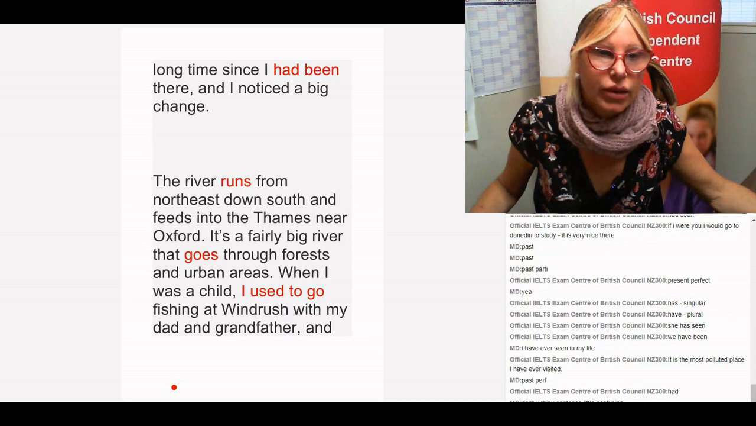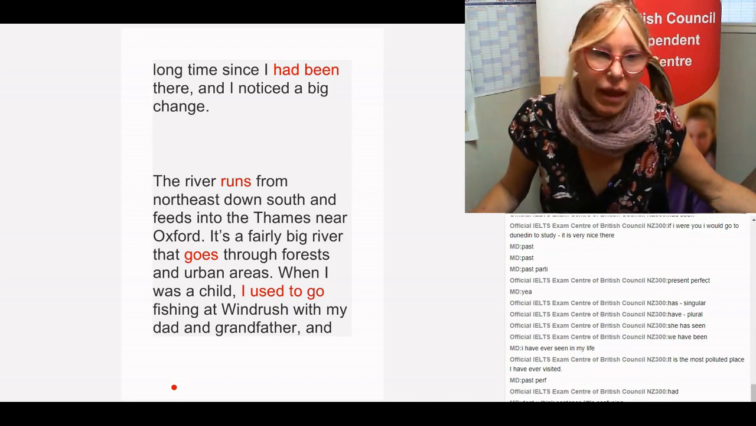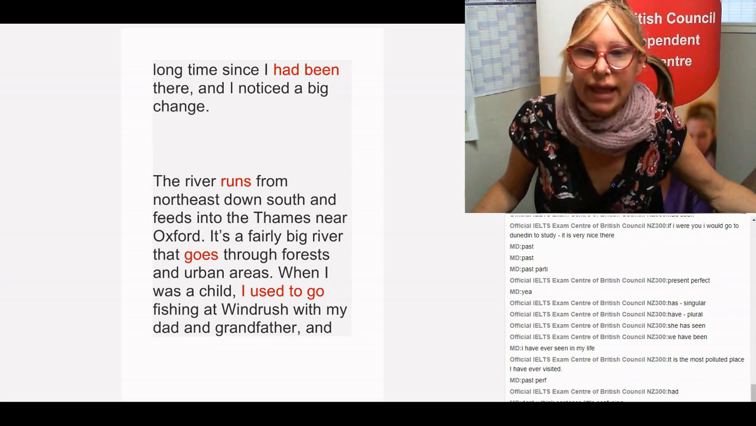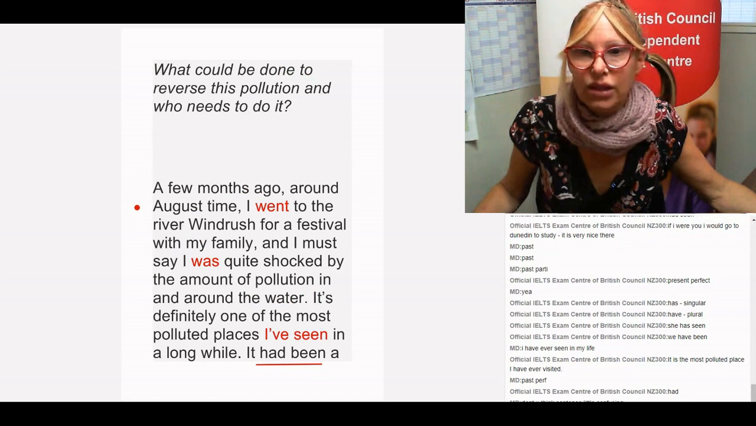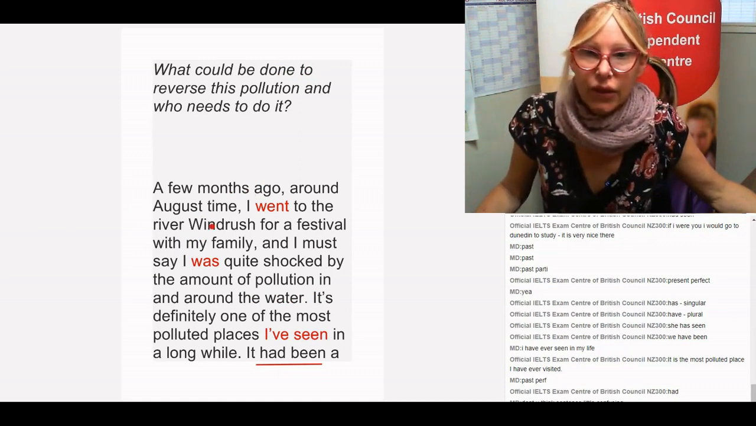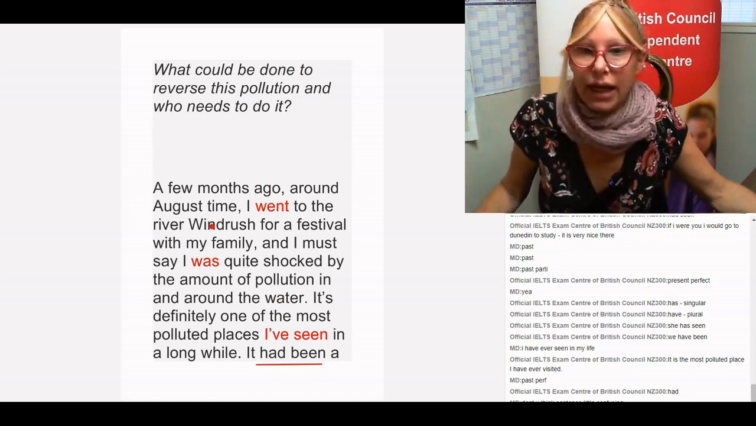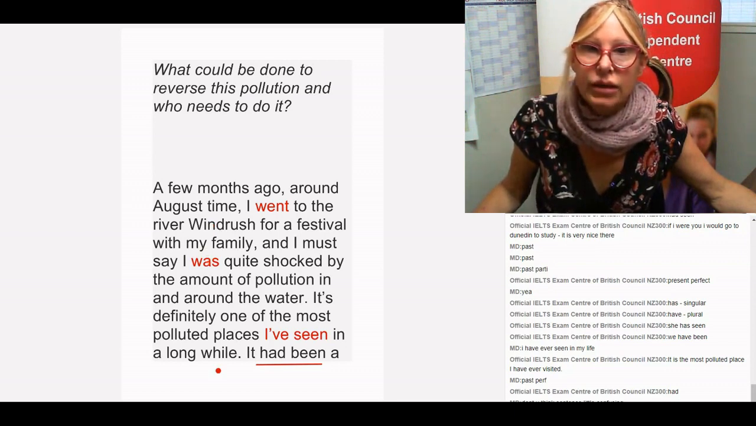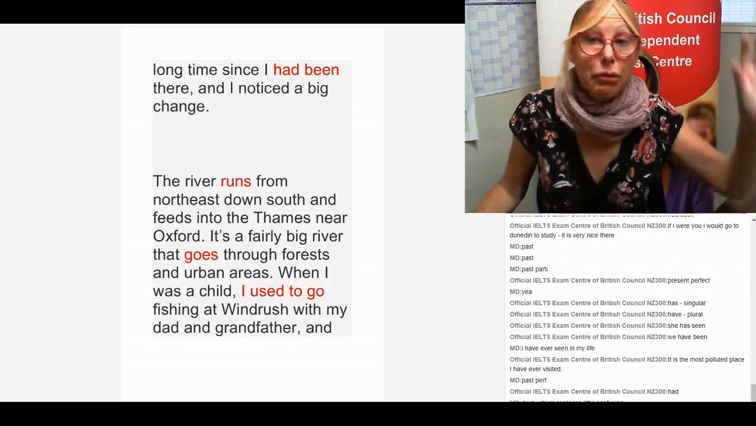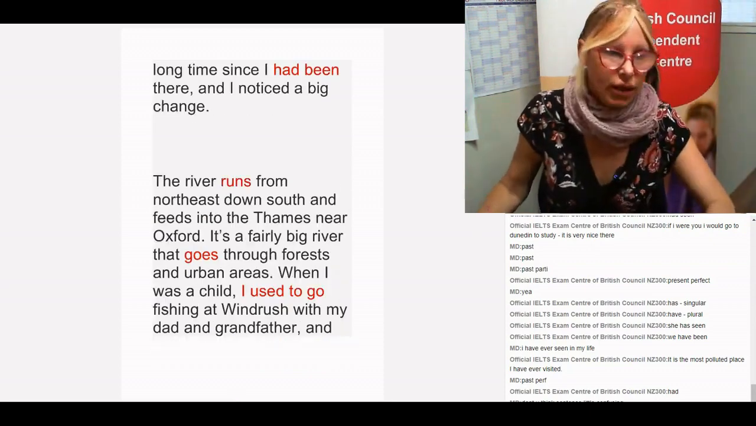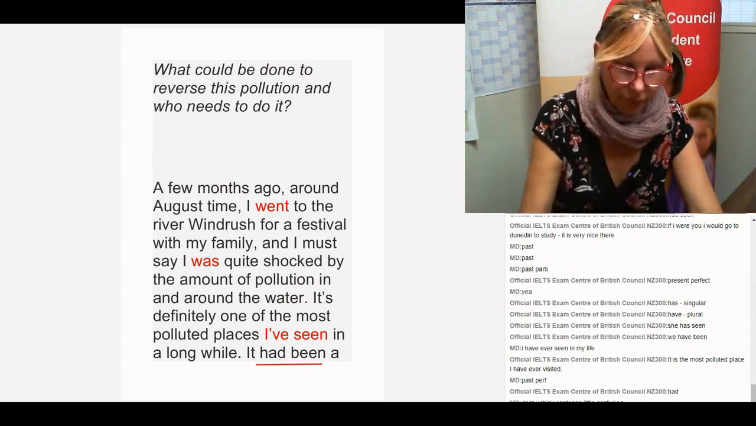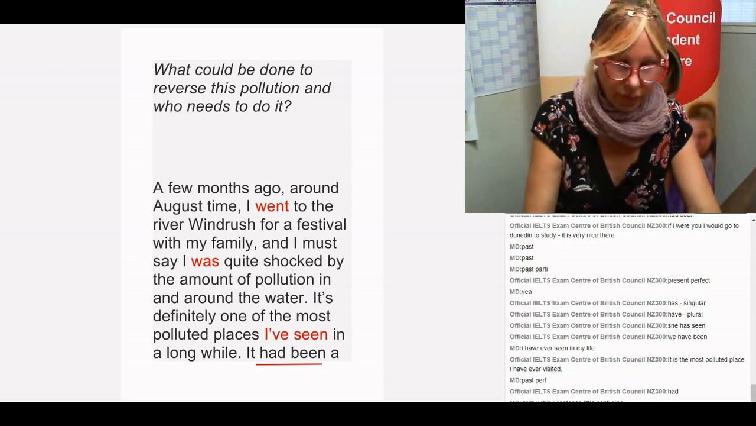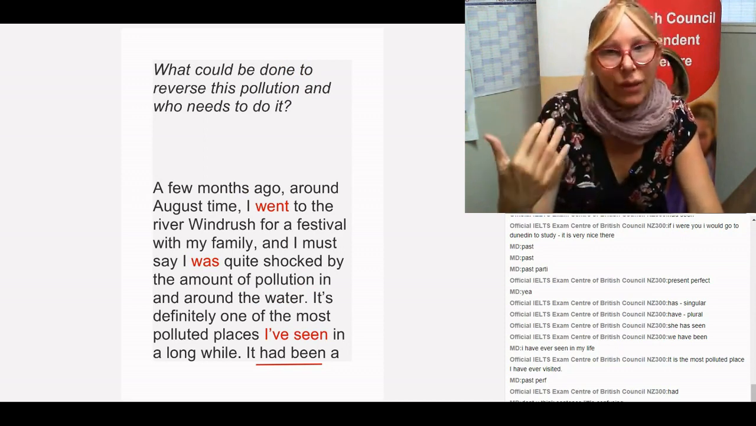Don't you think the sentence is a little confusing? Just a little bit confusing, but I can still understand it. So what they're saying is that a few months ago, they went to the river, Windrush, okay? So they went there recently, a few months ago, but what they're then saying is it had been a long time since I had been there before they went a few months ago.